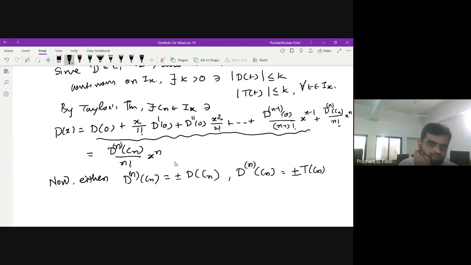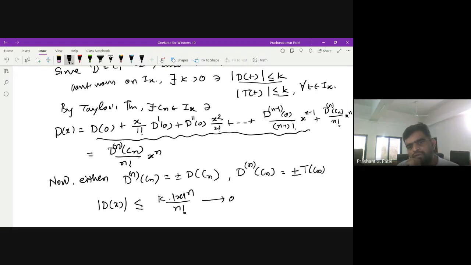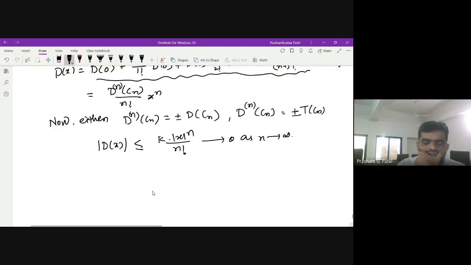So in any of these cases, mod of d of x is less than or equal to, that means this value dn of Cn is either d of Cn or t of Cn, and t of Cn and d of Cn are less than k. So in any situation, this is k times mod of x power n upon n factorial. And this tends to 0 as n tends to infinity, because of the same argument as we did. So hence this d function is 0 for all x belongs to R.